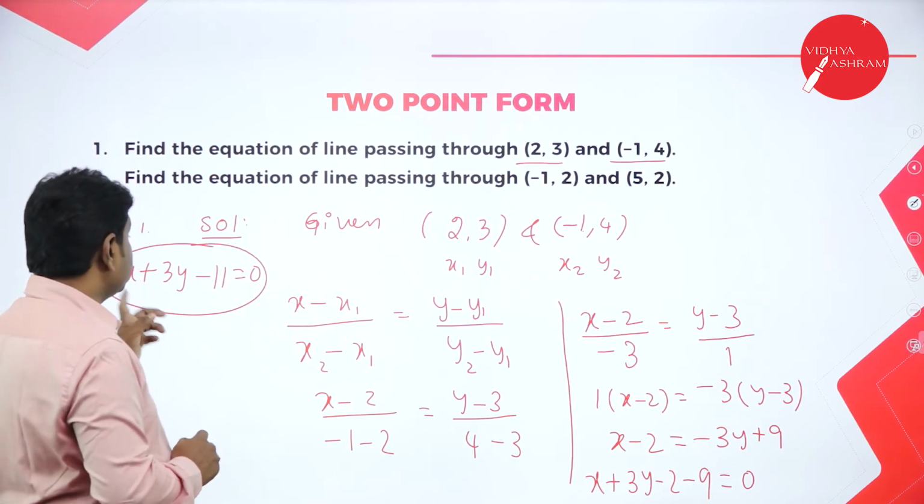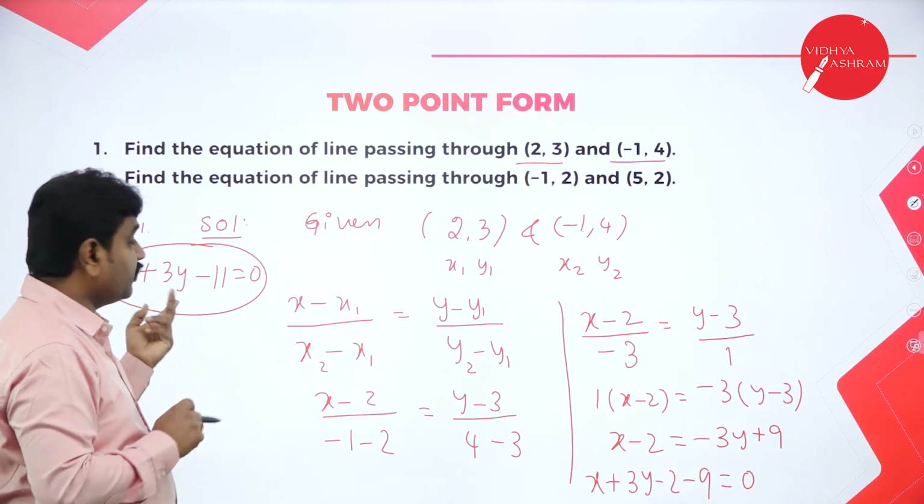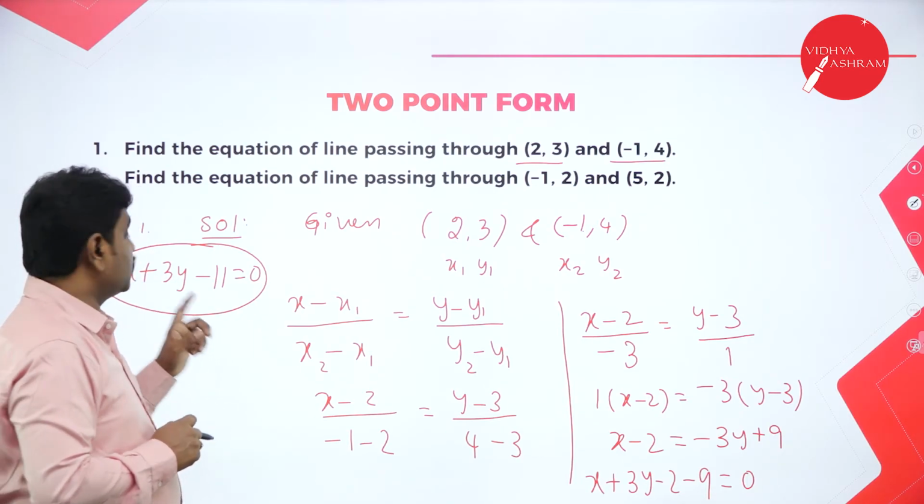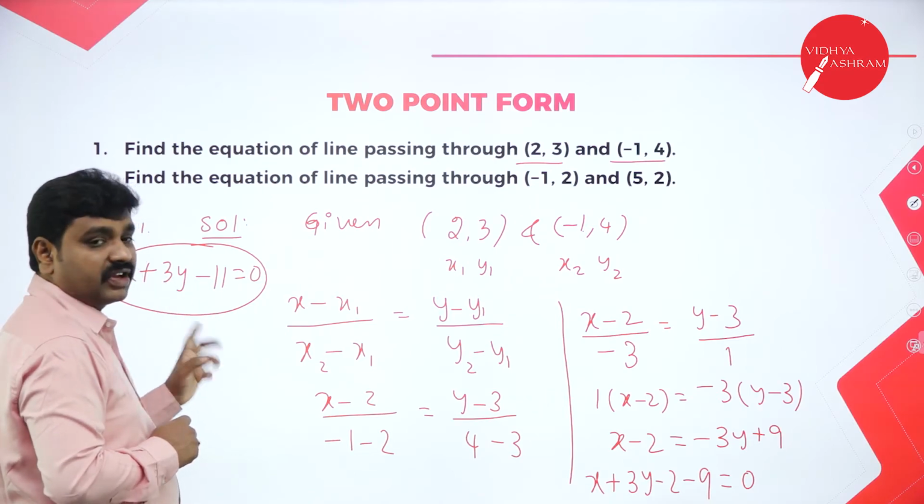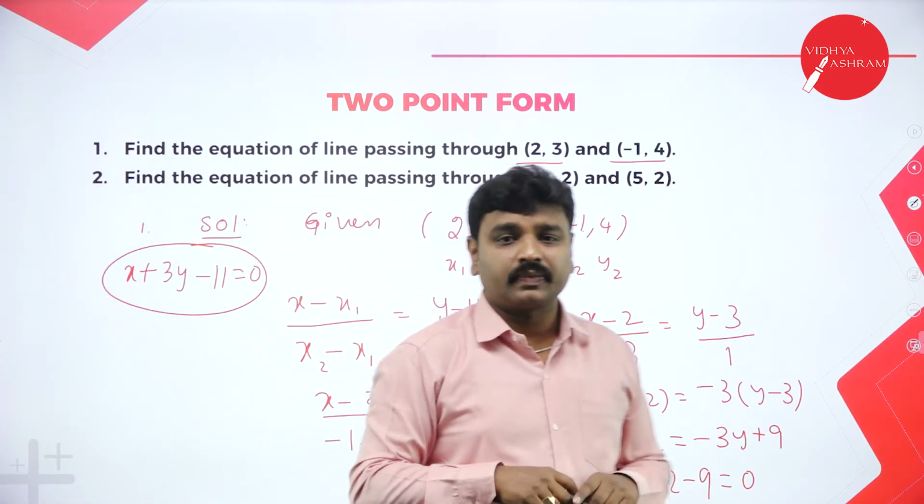I'm writing, this is called the general form of a line, ax plus by plus c. Any linear equation with x, y and a constant is a line. This is a line: x plus 3y minus 11 equal to 0 is the final answer. Or you can write it in the y is equal to form also.